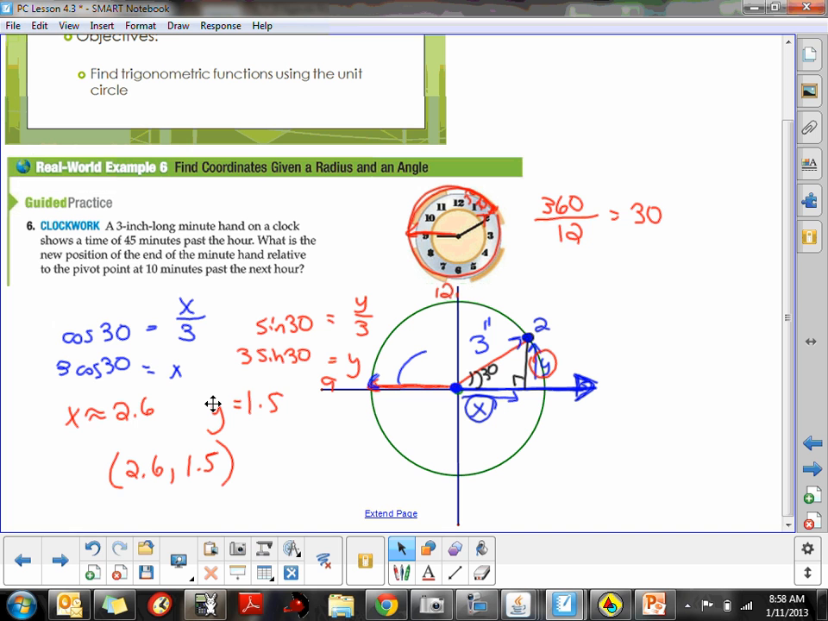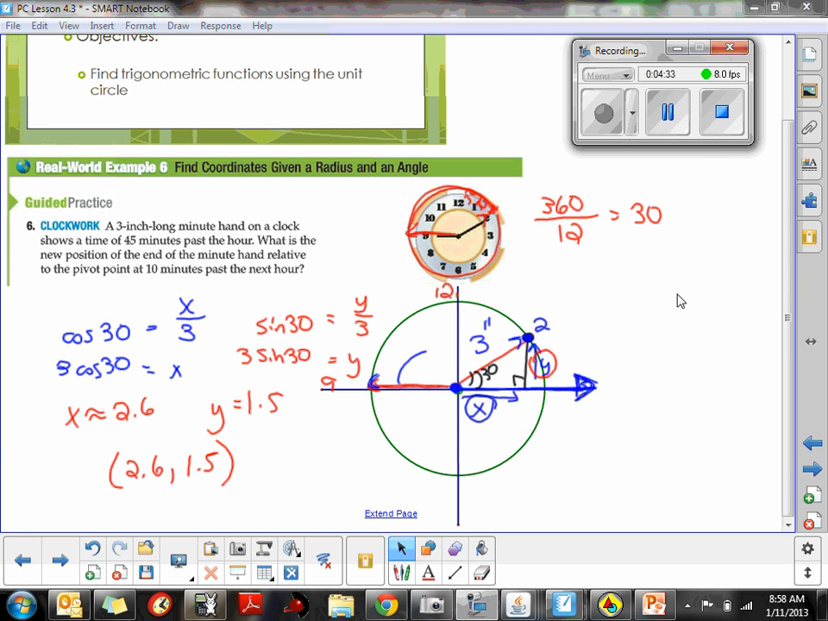The only thing that would be different is if they were really asking for the exact values of this. If they were, then we'd have to come back to our unit circle and go back to what we know about our 30, 60, 90 right triangles. They're not declaring that, so we'll be satisfied with this result, and we'll move on to our next example.